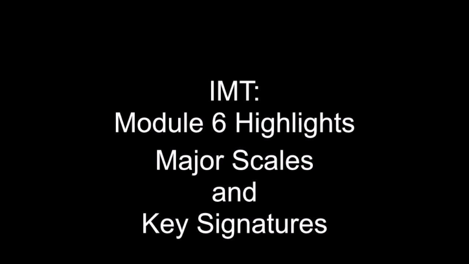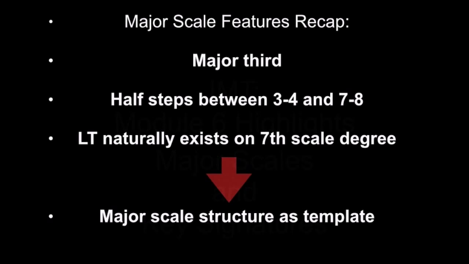Introduction to Music Theory, Module 6. Main characteristics of major scales are the initial major third, half steps between the third and fourth, and 7th and 8th scale degrees, and natural occurrence of the leading tone.